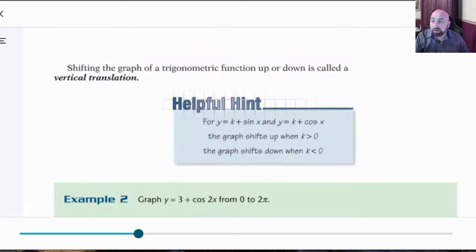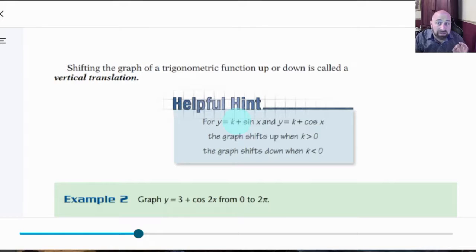The next thing that I want to show you is on the next page. What about when we're doing a vertical translation? Vertical translation. Look at the helpful hint. It tells you that when k is greater than 0, so when k is positive, it's going to shift up. Now this one does not have, look, here's the standard form, k plus.